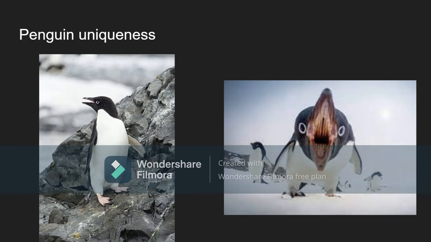And I chose the Adelie Penguin mostly because they are featured in Happy Feet, and they look extremely classy.